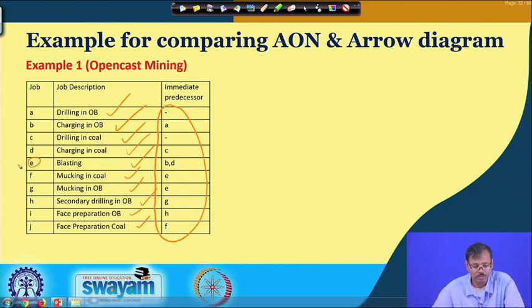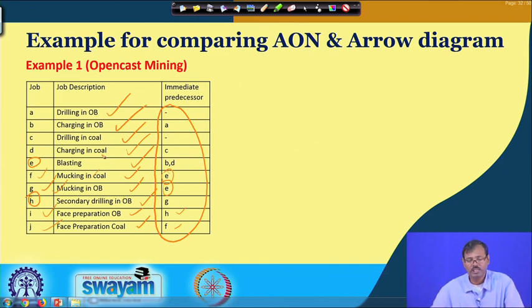Similarly, blasting must be completed prior to mucking in F and G, and secondary drilling can be carried out only after mucking. That means when the shovel sorts out the big boulders, only after that will the secondary drilling be carried out. So the secondary drilling of OB will be carried out after the mucking in OB, and the face will be prepared for the next blast after H and F, that means secondary drilling and blasting at OB and mucking at coal.